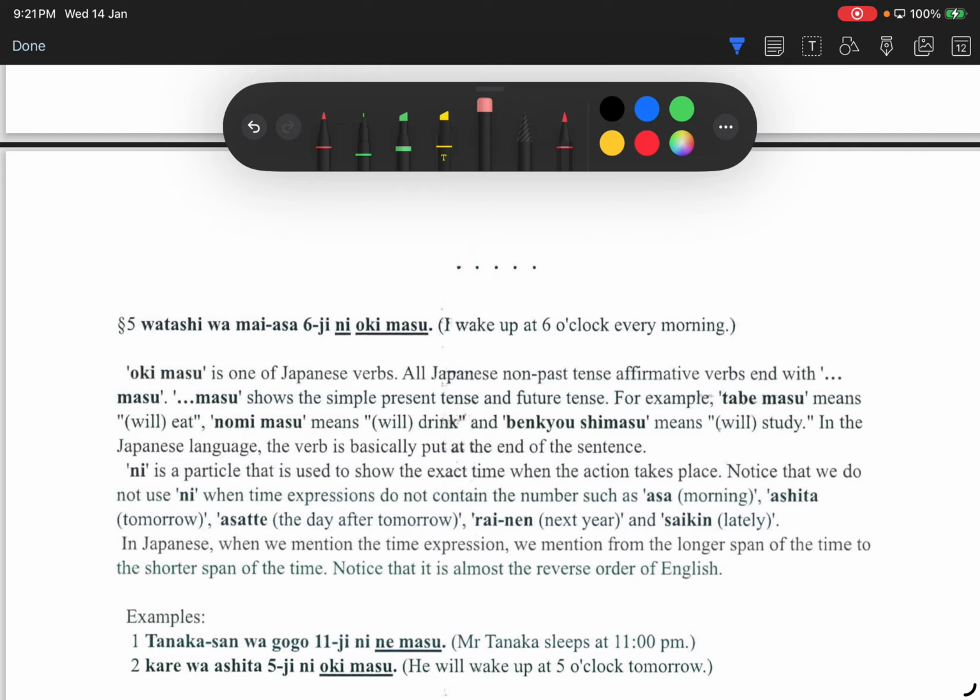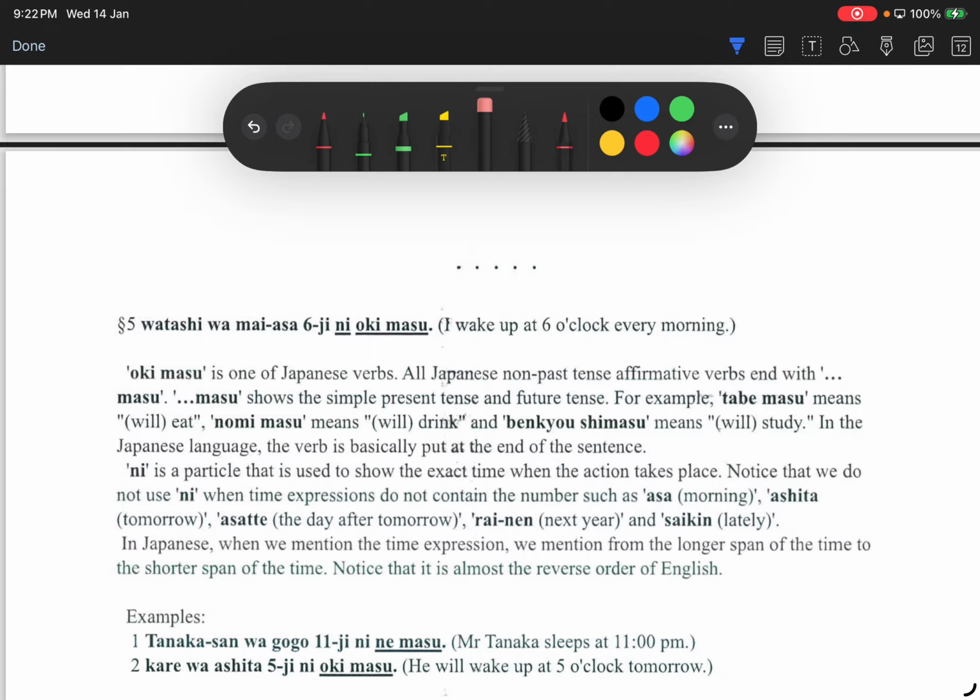Okay. So just now in the vocabulary list, we learned another 2 time adverbs, saikin and atode. Do they have numbers? No, right? So we don't really need to put a ni behind them. For example, 来年, next year, there's no number also, so we don't need to put a ni. We don't say 来年 ni, because there's no number.